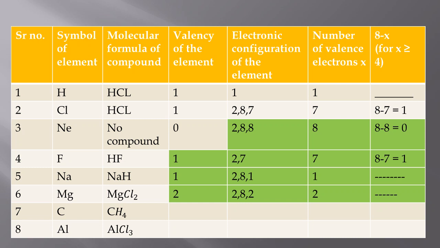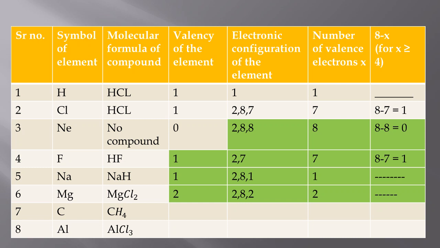Next is fluorine. In fluorine, HF, hydrogen fluoride, the valency of the element is 1. See, the electronic configuration is 2, 7. The number of valence electrons will be 7, students. So 8 minus x, with x greater than 4, will be 8 minus 7, which equals 1.